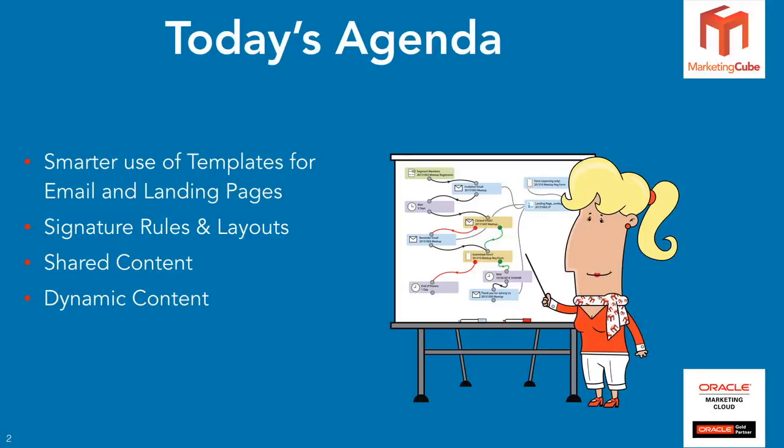So this month we wanted to focus on templates for both email and landing pages, but you'll notice as we go through there's template capability for just about everything within Eloqua, so that should be nice and easy for you to work through. We'll also look at signature rules and layouts, shared content and dynamic content. Some of these various components can be used in templates, so we figured it made sense to share a little bit more information about some of these components as we move throughout today. But let's get started and go straight to templates.